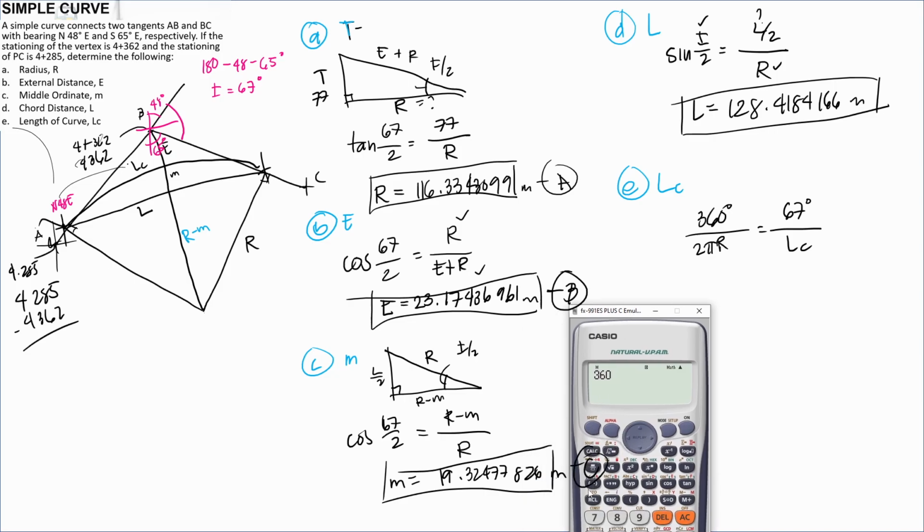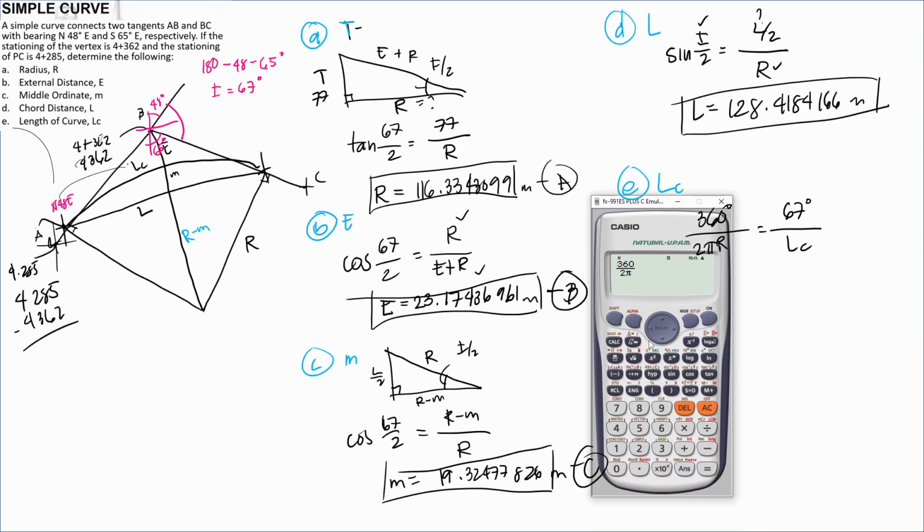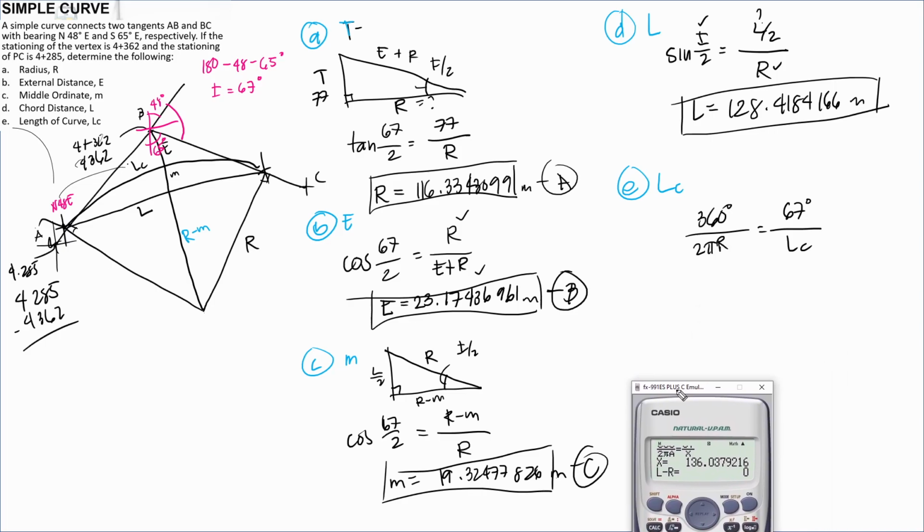360 over 2 pi r, 67 yung I natin divided by yung unknown X. Shift solve. Yes. 136. So, ayan, syempre, mas mahaba talaga C. One way of checking na rin is laging mas mahaba syempre yung curve natin kaysa doon sa straight line. This is 136.0379216 meters. So, yun yung length of curve natin.